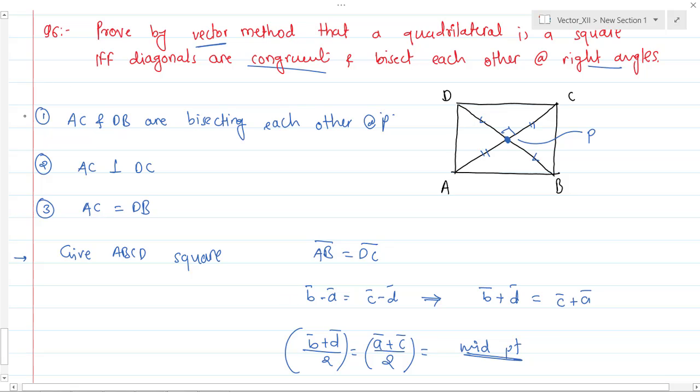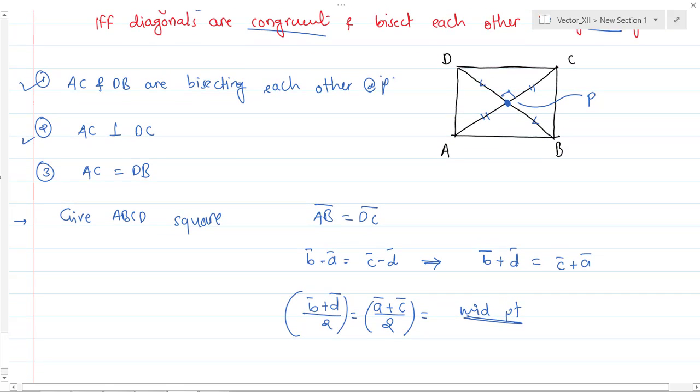Okay, so the first one is proved, they are bisecting each other. Next we want to show that AC and DC are perpendicular to each other. So let's find out the AC bar. Using the triangle law, what will this AC bar be? AC bar is equal to what? It is AB bar plus BC bar.